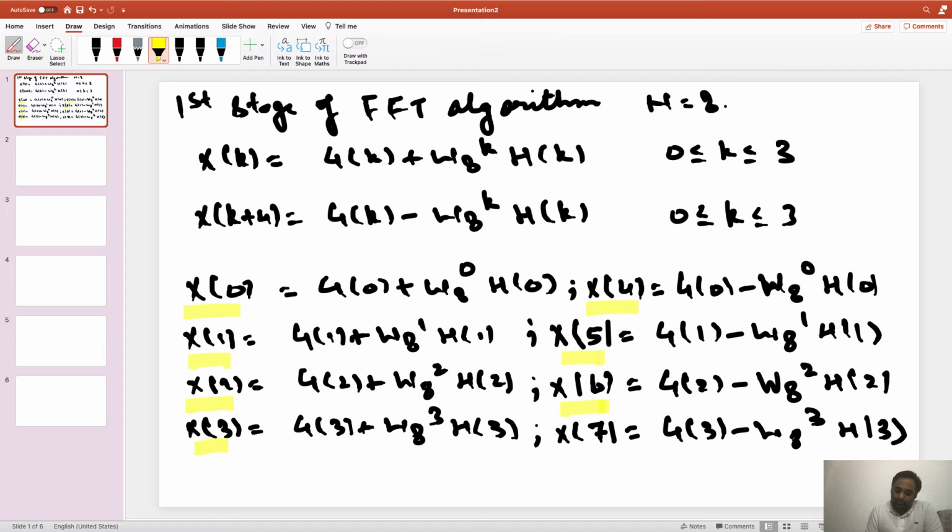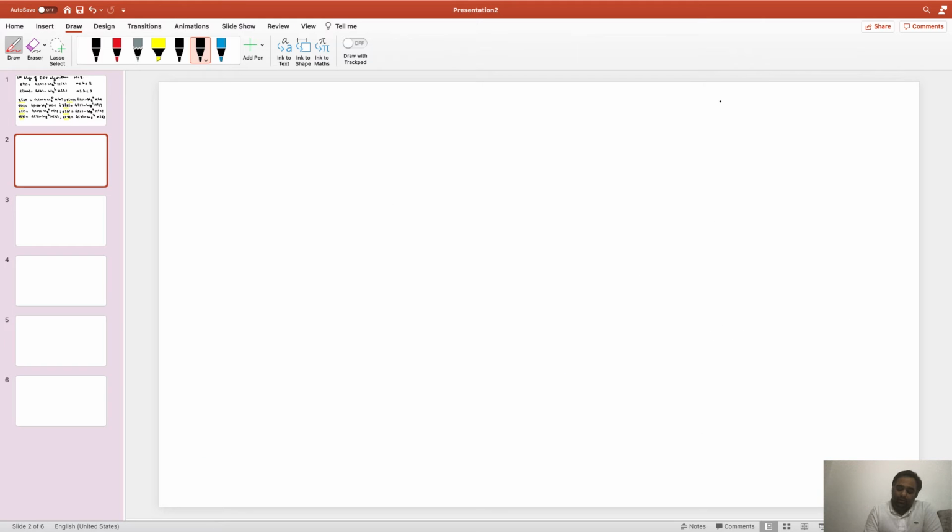These were the end results, and we have evaluated them using 4 values of Gk, 4 values of Hk, and W8^k, where k ranges from 0 to 3. Now we are going to make a model using these values. So the first stage will look something like this, and this is an elaborated model.